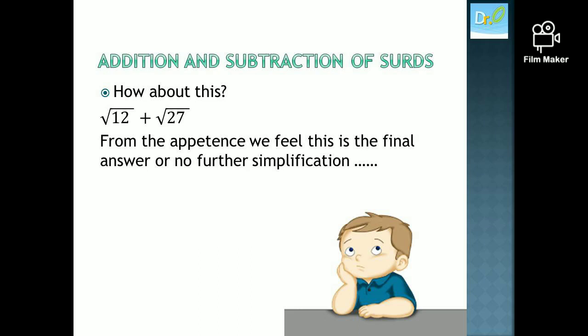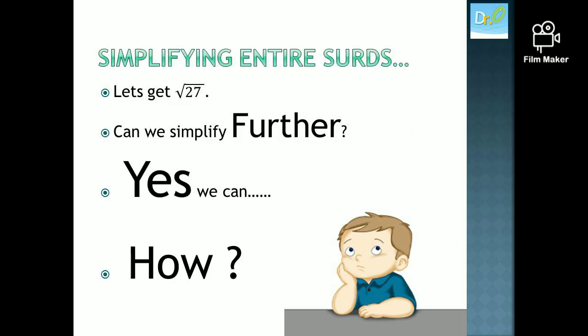Let's see. Our approach for this question is, if you get root 27, can't you simplify this further? Yes, we can. Then let's see how to get a more simplified version of root 27, which helps with adding two surd terms with big numbers inside them.